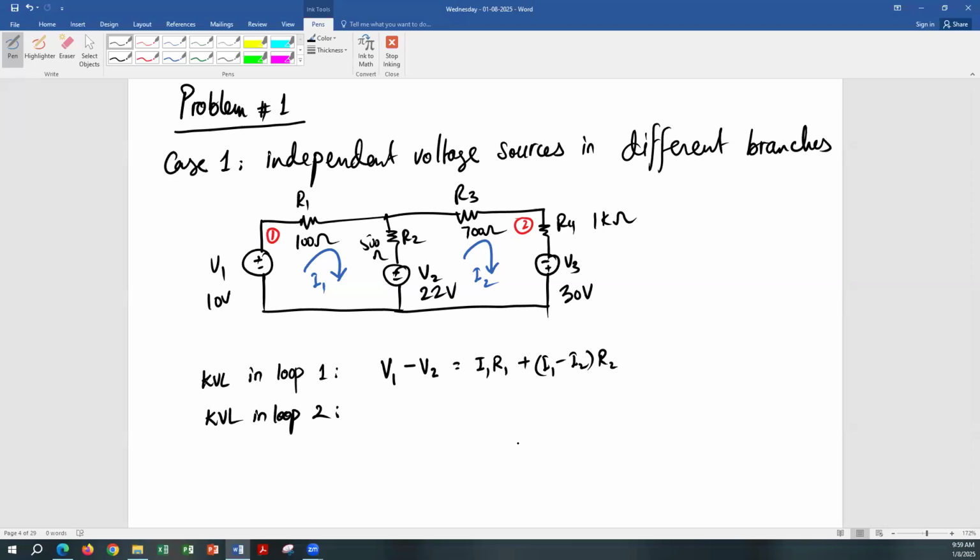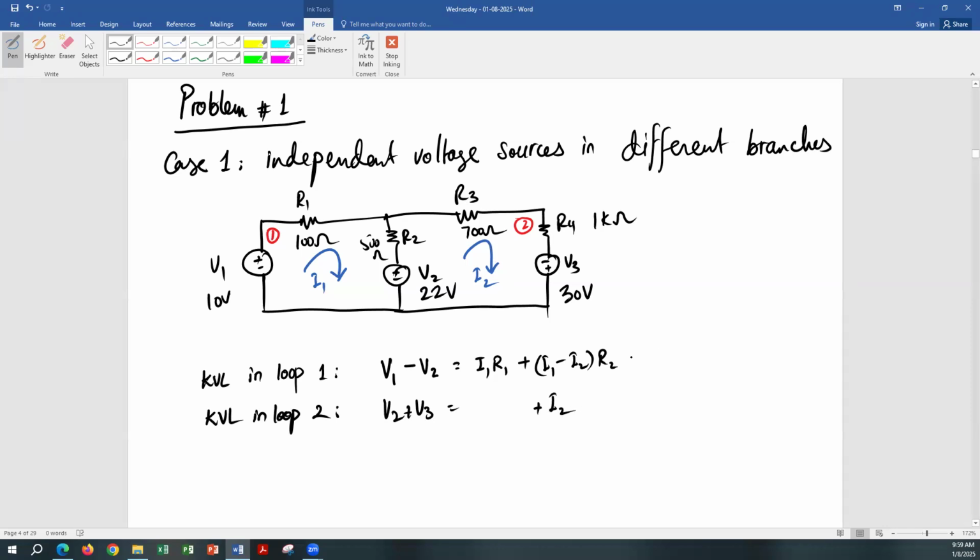Always use variables. Okay. So V2 plus V3, because they are in the same direction, so V2 plus V3 equals. So, all right, let's just start with this. So I2 times R2, R3, R4. Let's write this down.